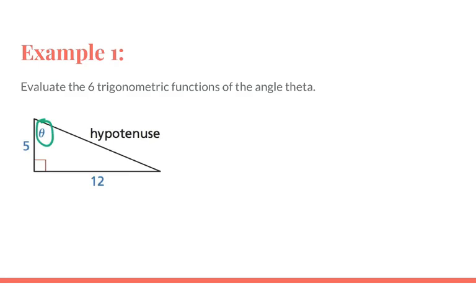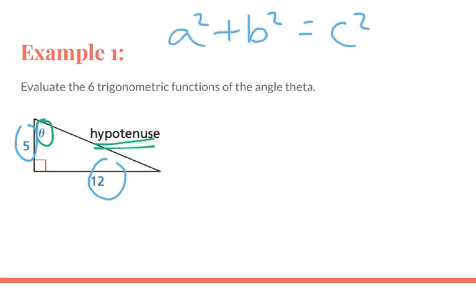Now, the only issue is we're going to need to know this side. A lot of the trig functions involve the hypotenuse, and right now we don't know what that side is. The good thing is we do know this side, and so we could easily do the Pythagorean theorem, which says a squared plus b squared equals c squared, and we can solve for c, which is the hypotenuse. So let's plug those numbers in. 5 squared plus 12 squared equals c squared.